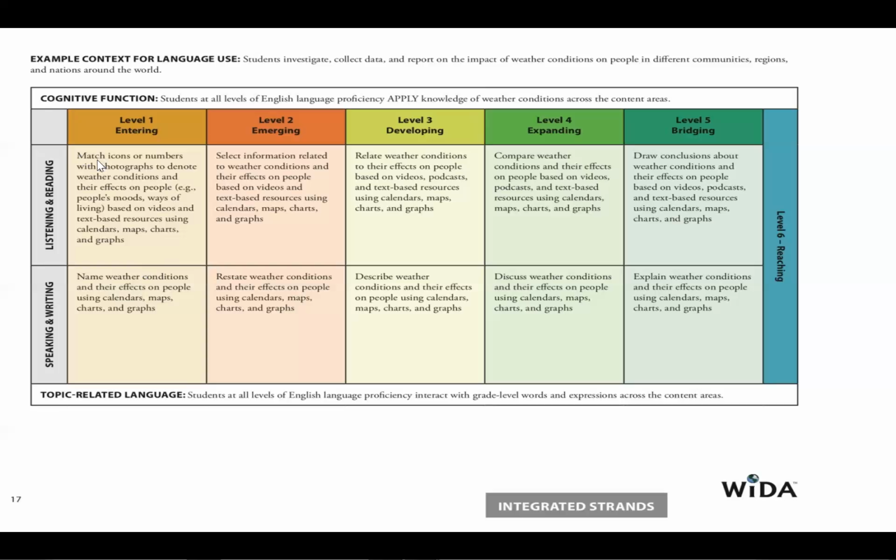Okay, so our language here is matching. Students will be matching. Our content is, they're going to denote weather conditions and how the weather conditions affect the people's moods and ways of living, but they have a lot of support for level 1. We have videos, we have text-based resources, calendars, maps, charts, and graphs. A lot of support for level 1. But as we move across and we come to level 5, all of those supports are no longer needed.